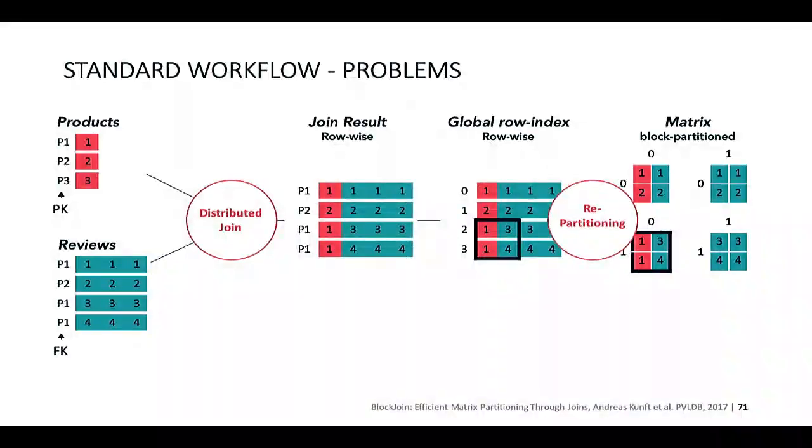What are the problems now? Executing this distributed, you have to execute a distributed join. This requires shuffling the data through your network, which is quite expensive. But then you also have to repartition your data again to come from this row-wise partitioning of your join result to a block-wise partitioning of your matrix. So you have to shuffle again.